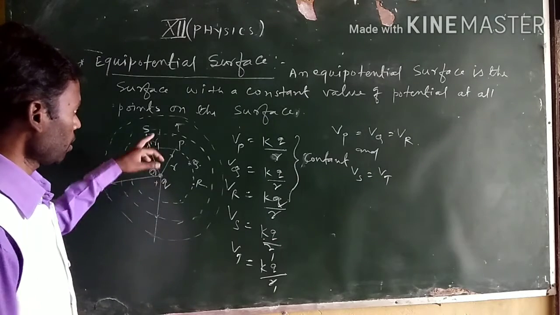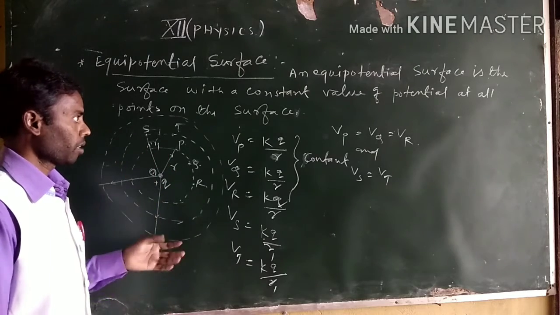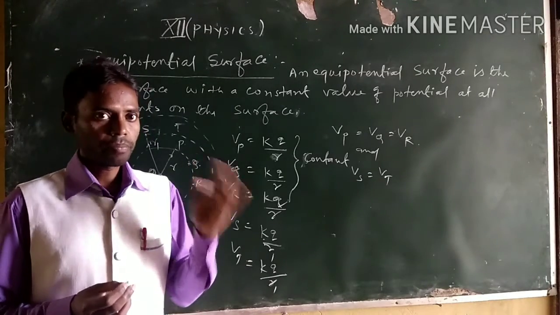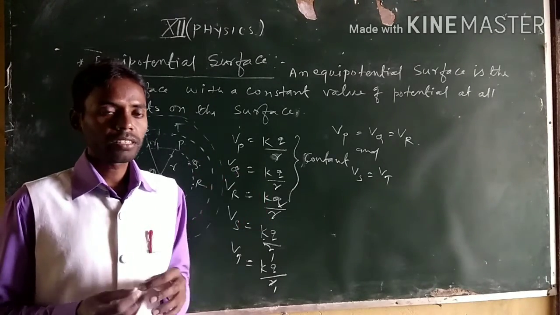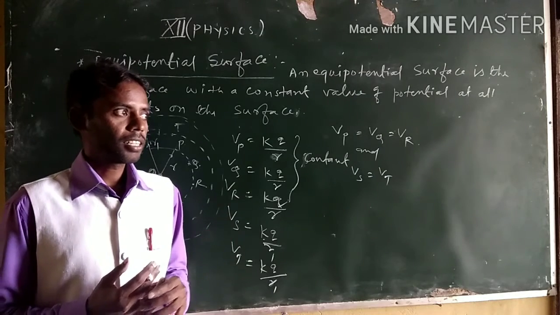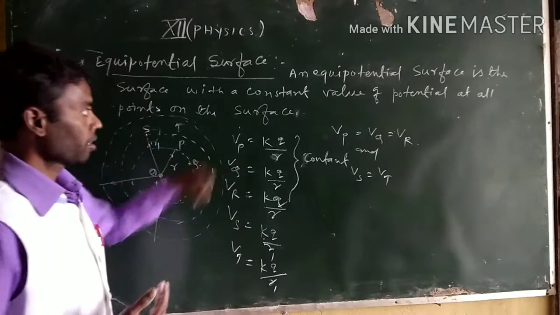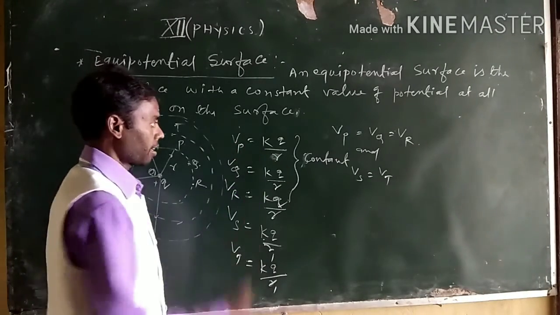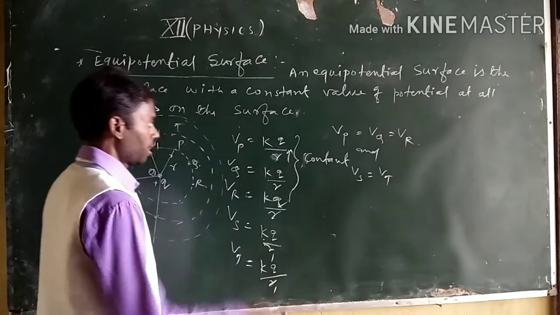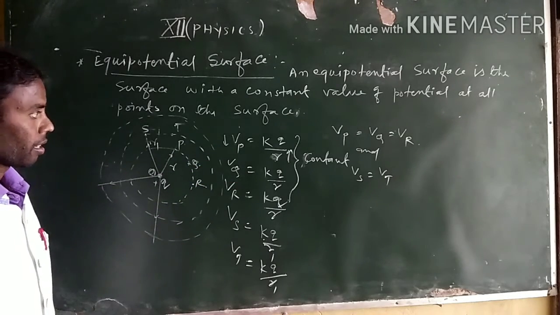Here you are looking at different radii. What will happen to the potential if we increase the radius? The potential will decrease, because the potential is inversely proportional to the distance. That's it.